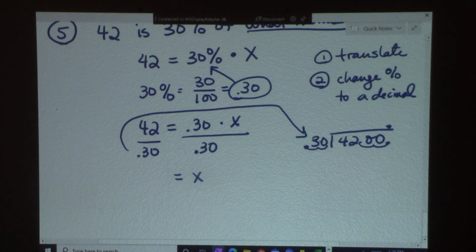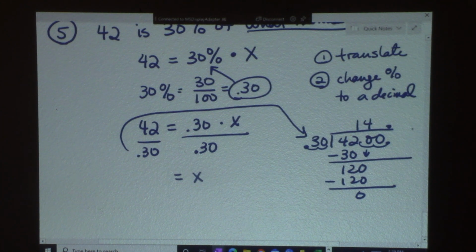So now 30 goes into 42 once. So then I have 12. Bring down the 0. 30 goes into 120 4 times. Okay, we're done. There's nothing left, and I have no numbers here, so I have to put a 0 here to hold this place. So X is 140.